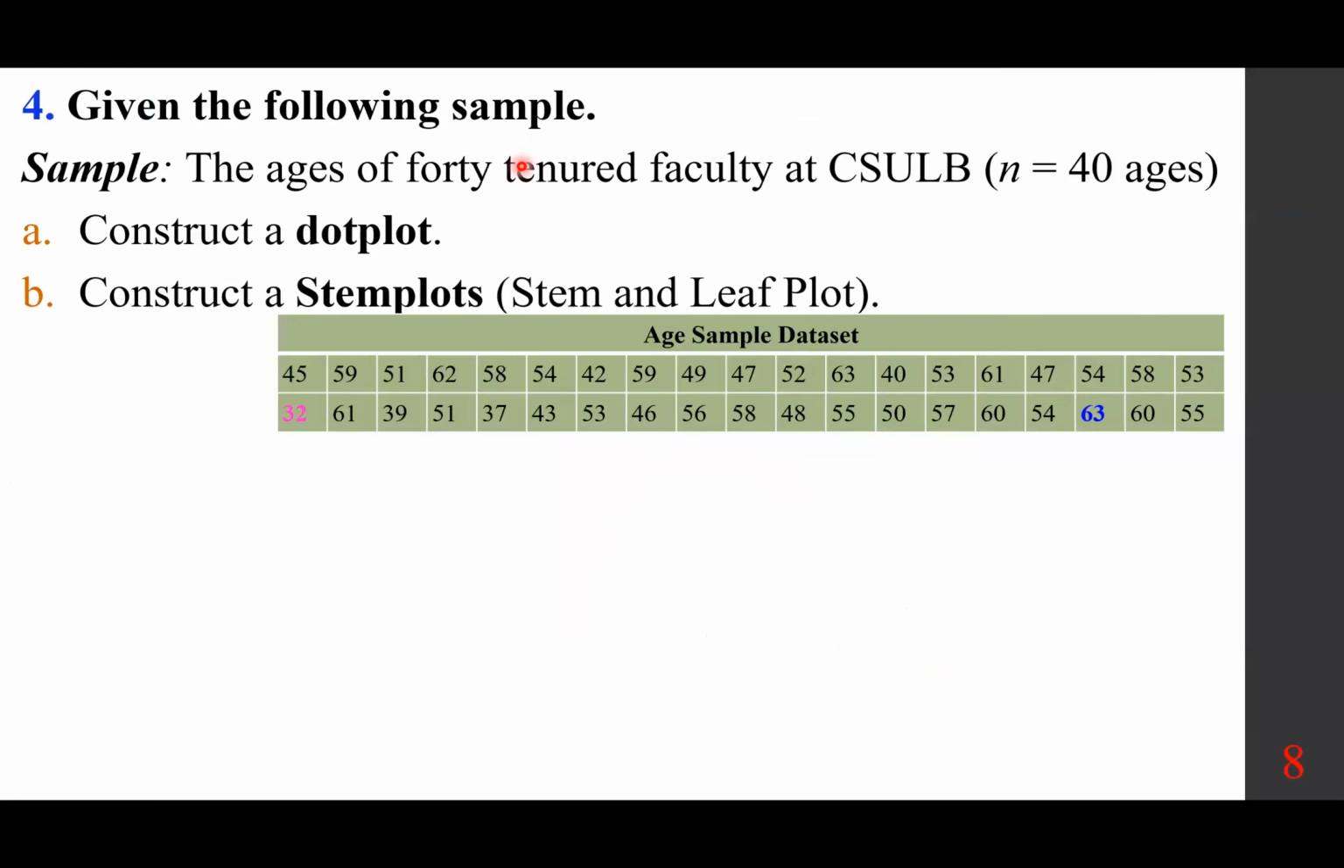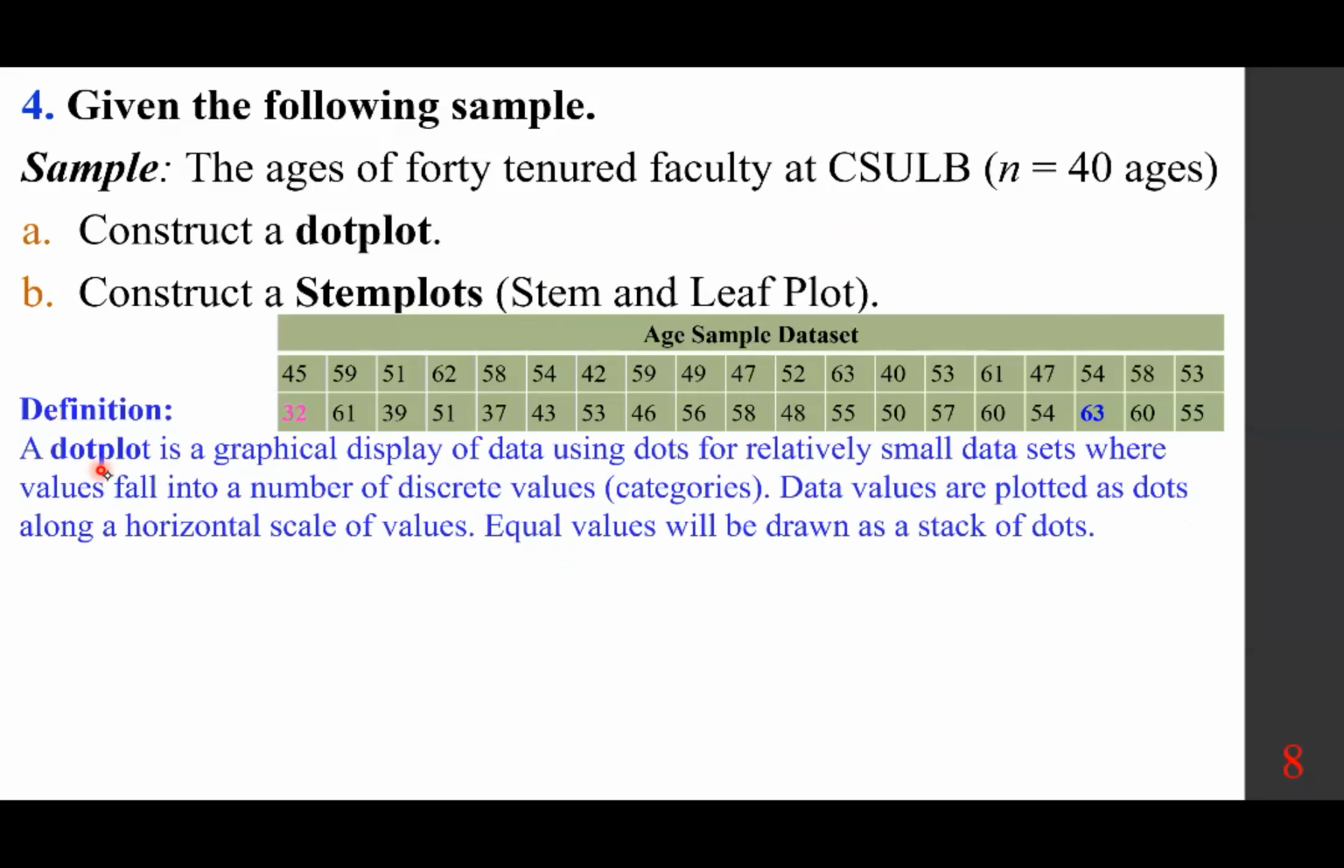Given the following sample, which represents the ages of 40 tenured faculty at CSULB, n equals 40, construct a dot plot and a stem plot, stem and leaf plot. So first, the definition. Could somebody read this definition for us, please?